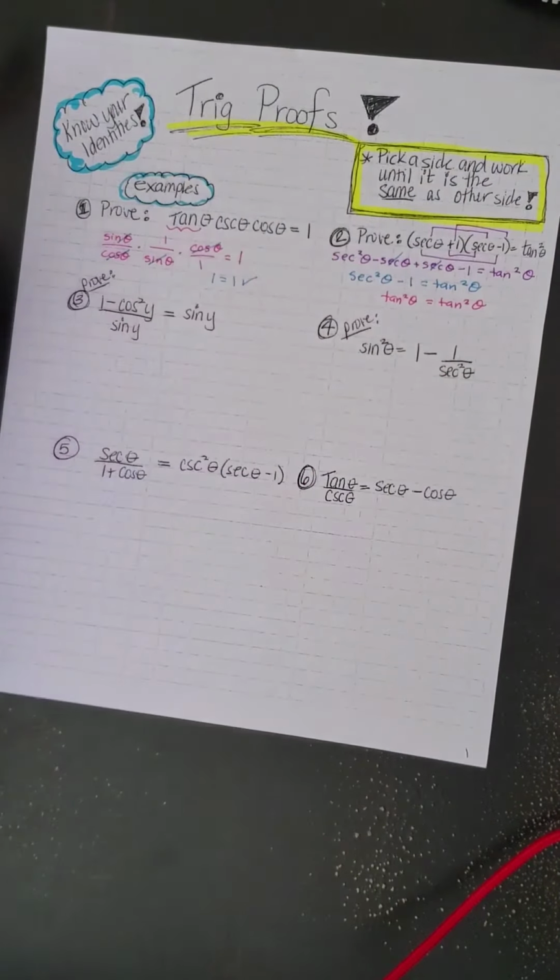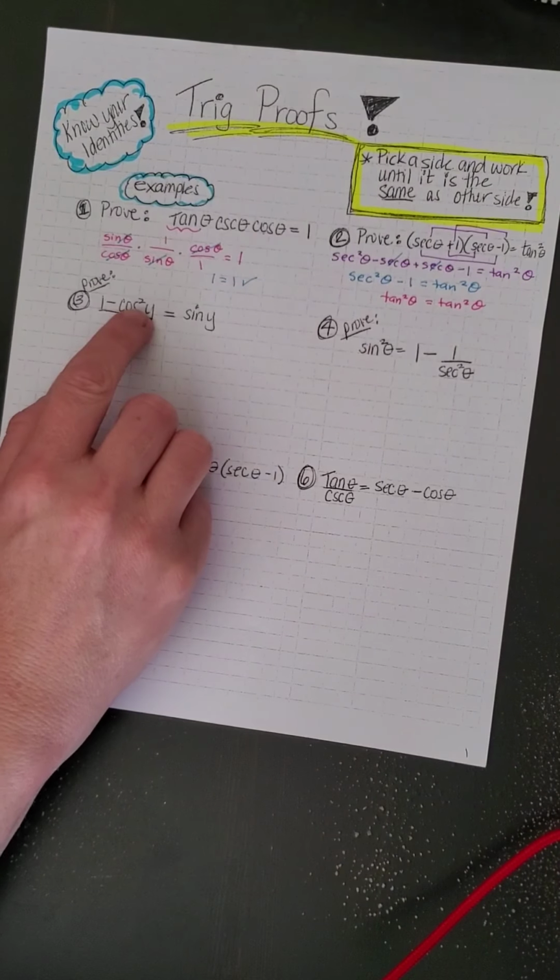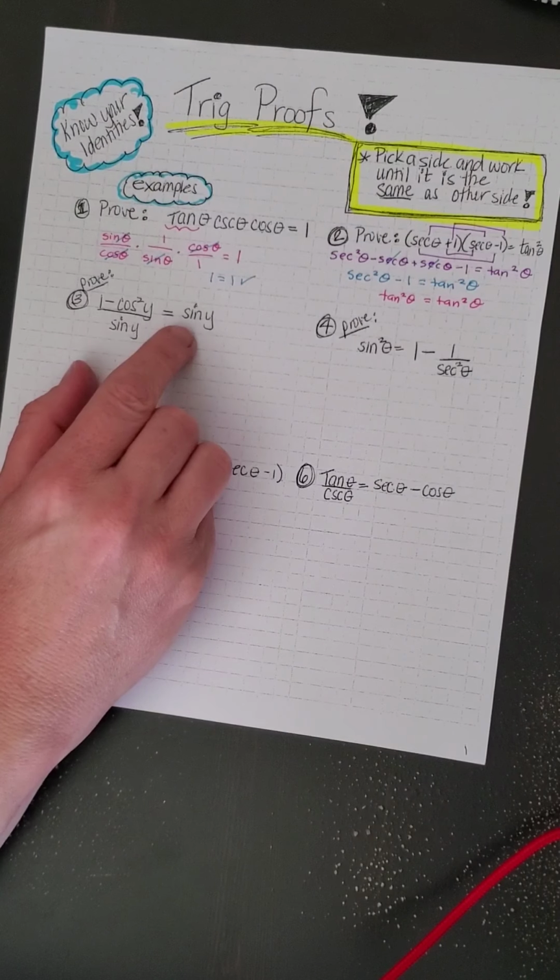All right, next, we're going to prove that 1 minus cosine squared y over sine y is equal to sine y.